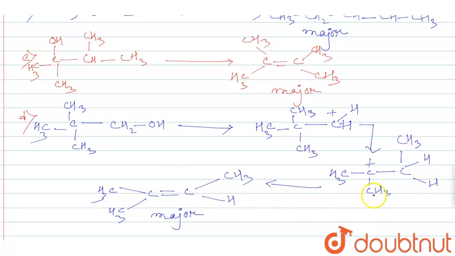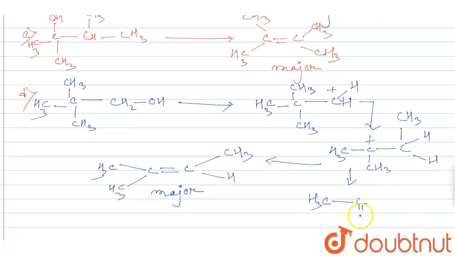If the proton releases from this group, then it will give rise to less substituted alkene. If we draw this, it will be like this. CH2 carbon, CH2, CH3. It will be like this.